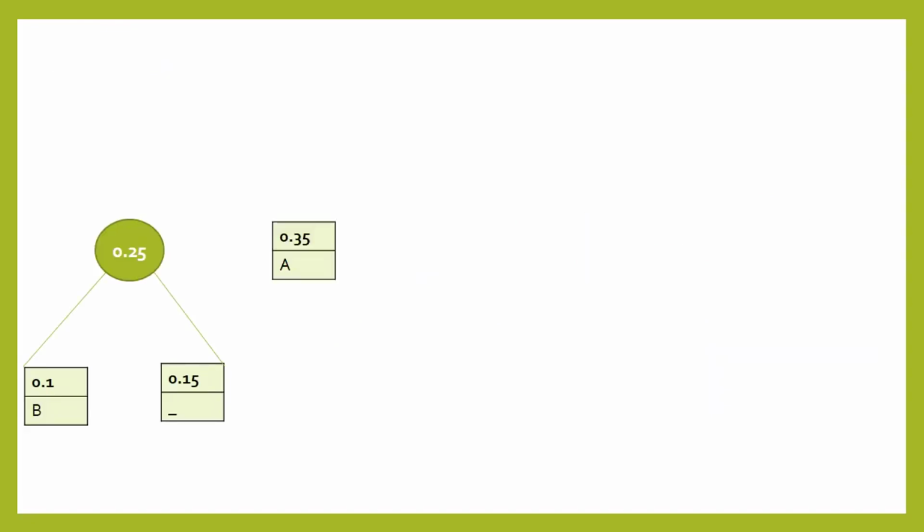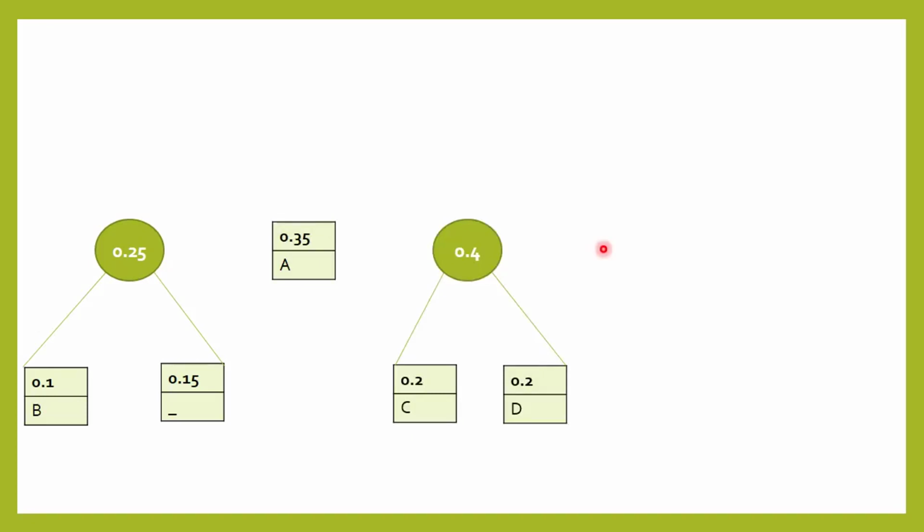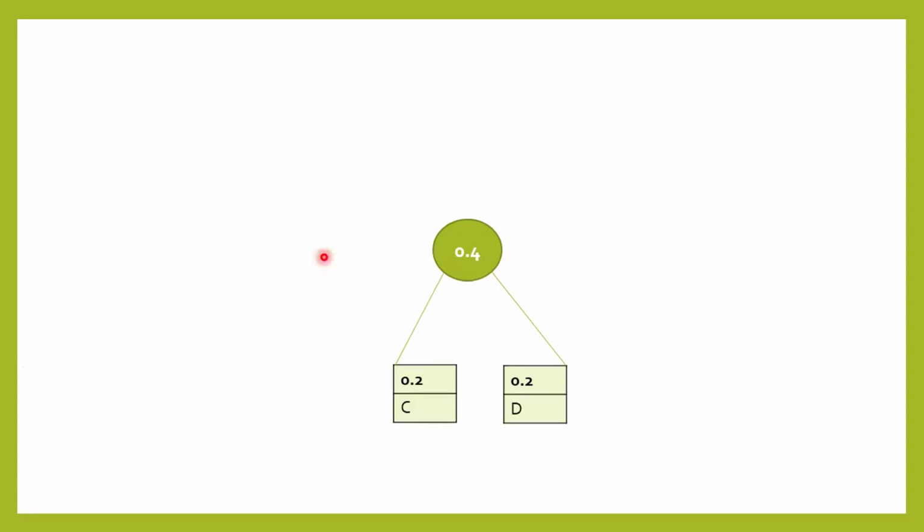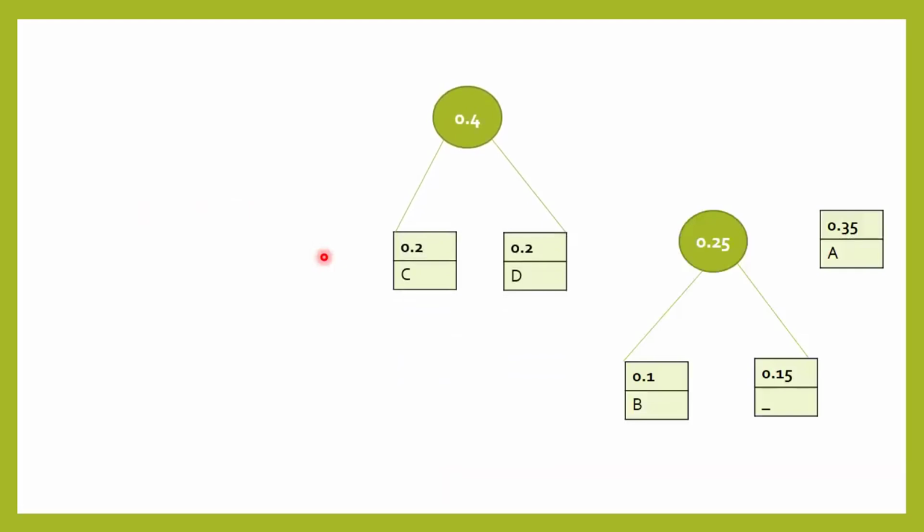So 0.25, 0.35 and 0.4, right? This is the order we got from the previous slide. Now this and this need to be merged. 0.25 and 0.35 need to be merged, and this gives you a new tree with the weight 0.25 plus 0.35. What is that? 0.6. You can see here 0.25 and 0.35 is merged, and you get 0.6.